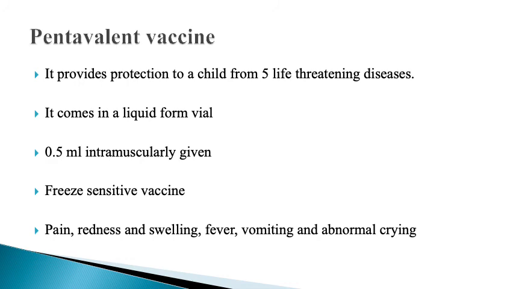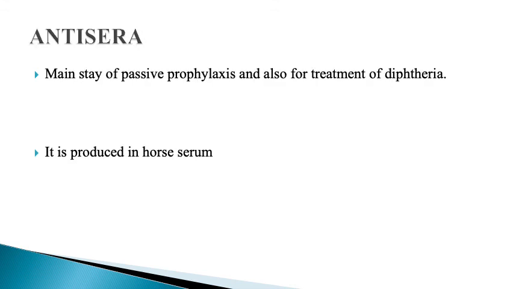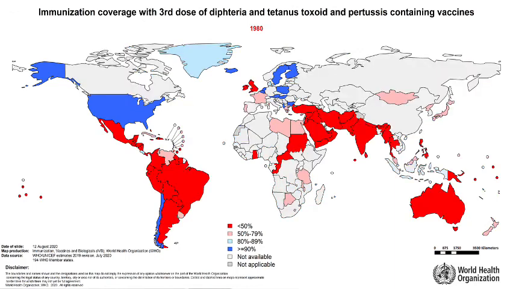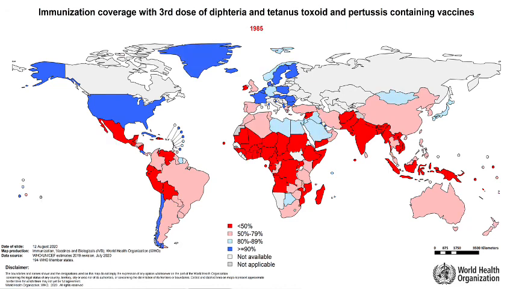There are single vaccines. These are less frequently used. They are good immunizing agents, but because they are prone to give rise to serious reactions, therefore they are not used frequently. Each dose of these antigens generally contains 25 Lf units of diphtheria toxoid. Coming to the antisera, they are the mainstay of passive prophylaxis and also for treatment of diphtheria, and they are produced in horse serum.